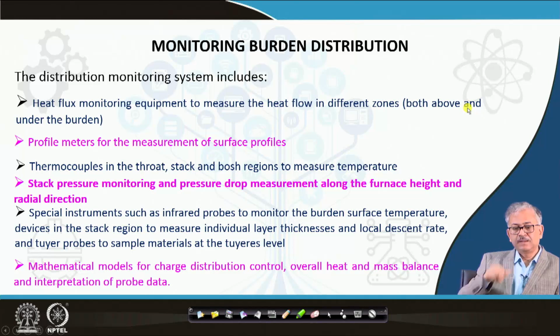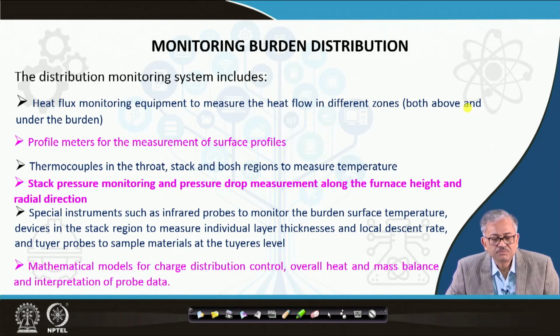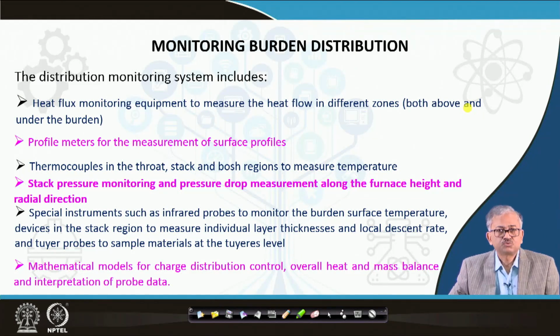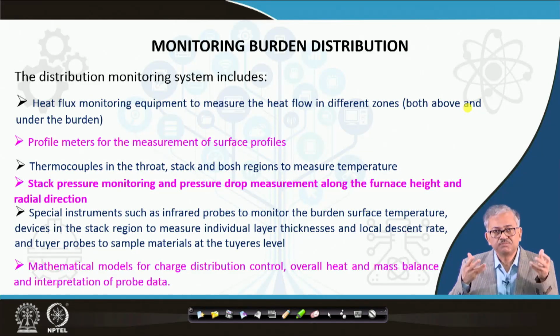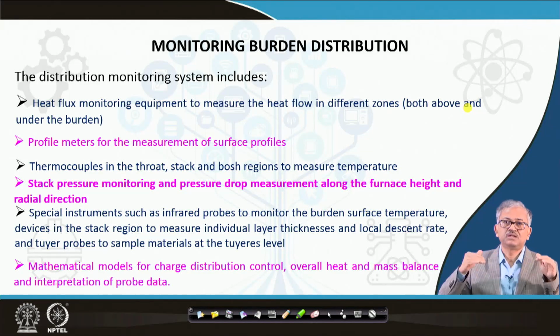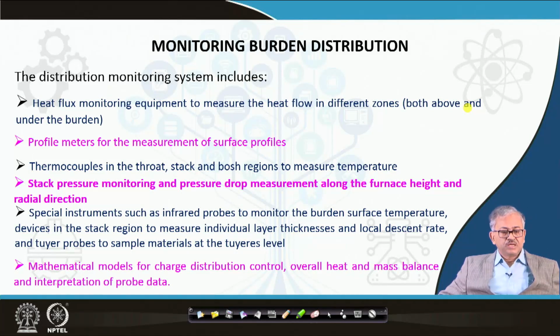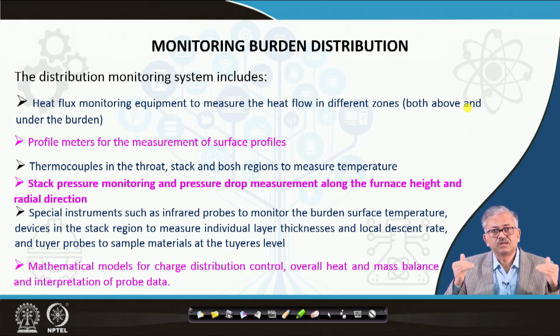Now, I will talk about the monitoring of the burden distribution in the blast furnace. Because you have to monitor the burden distribution. How do you monitor the burden distribution? Because you cannot see it, basically. You can monitor it in terms of heat flux, in terms of pressure distribution, in terms of temperature, in terms of surface profile, right? And for this, all types of underburden probes are there.